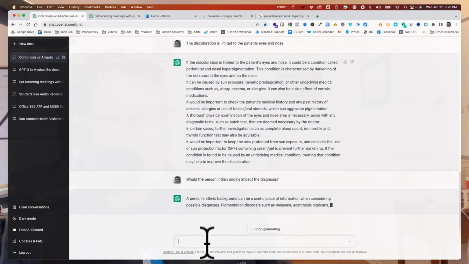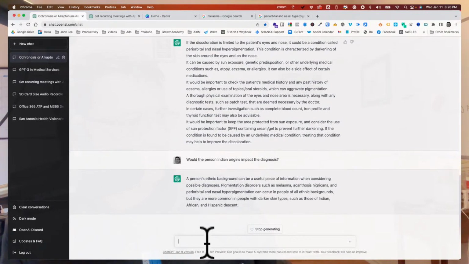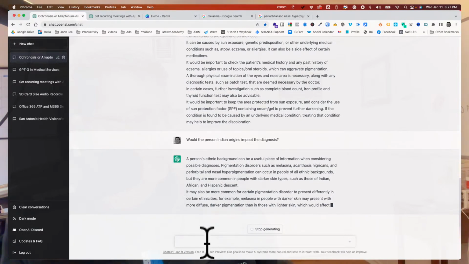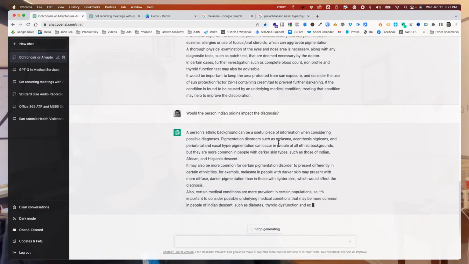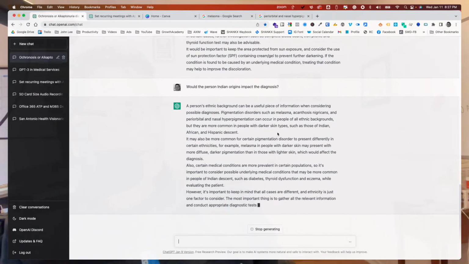So it says a person's ethnic background can be a useful piece of information when considering possible diagnosis. Pigmentation disorders such as melasma and periorbital and nasal hyperpigmentation can occur in people of all ethnic backgrounds, but they are more common in people with dark skin types, such as those of Indian, African, and Hispanic descent. Okay, with my layman knowledge here, I believe that this is pretty close to what I have here.